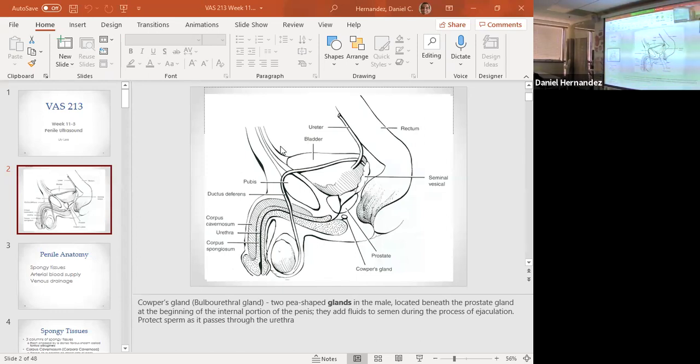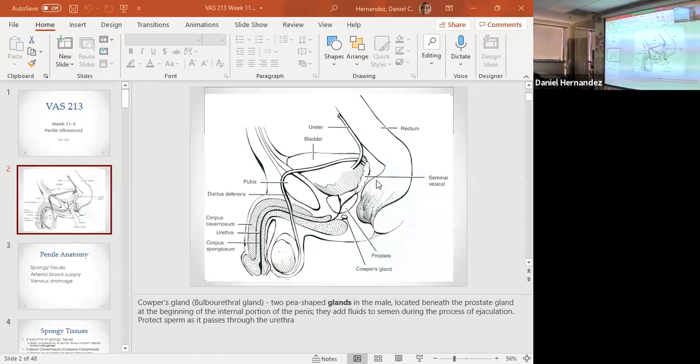So this is just some basic anatomy. Going back to your A&P lectures, anatomy for the penis. This one shows some of the structures. We have our corpus spongiosum, our corpus cavernosum, urethra.